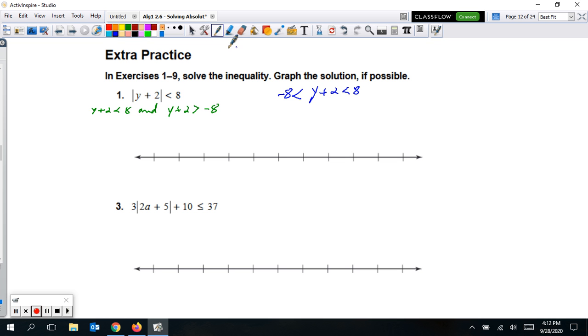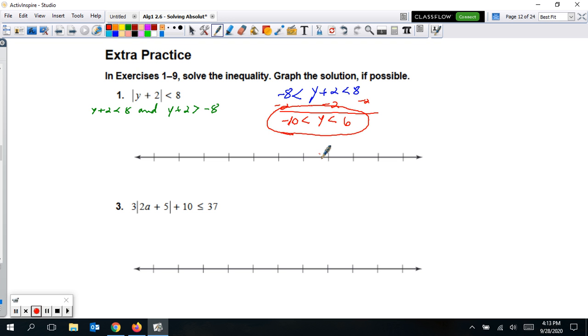What we would do here is start by subtracting 2. We need to get the y by itself in the middle, and this is what we did in the last lesson. We subtract 2 from both the negative 8 and the positive 8. That gives us negative 10 less than y, less than 8 minus 2, which is 6. So there's our solution.